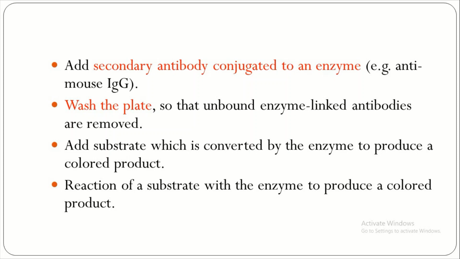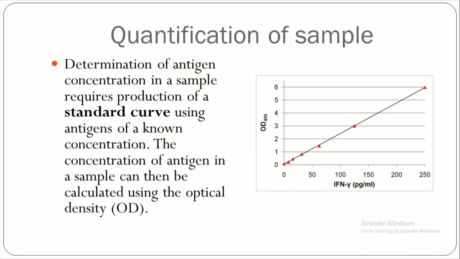For these things you have to read the manual of the kit, whatever you are getting, properly: what is the primary antibody, what is the secondary antibody, what enzyme it is conjugated with, and what is the specific substrate you have to use for this. And then the reaction of the substrate with the enzyme produces a colored product, and this will be measured in a spectrophotometer. So I have given a curve here showing how we quantify the sample.